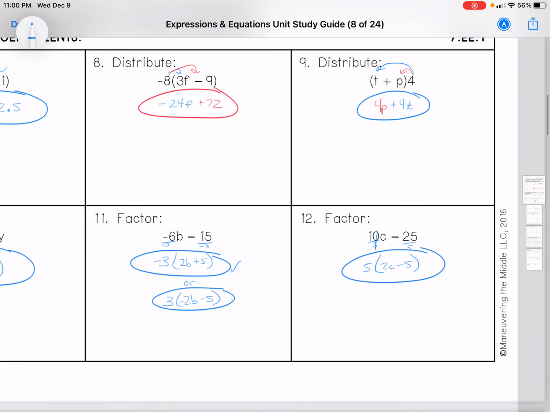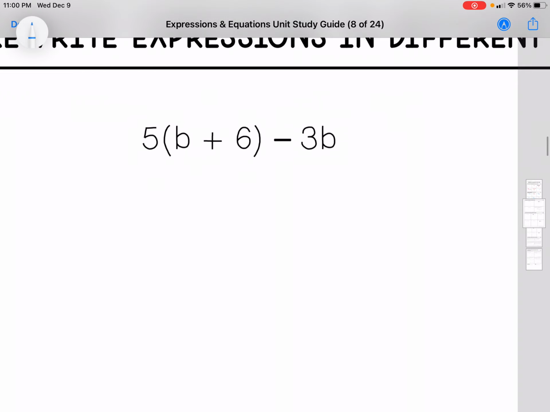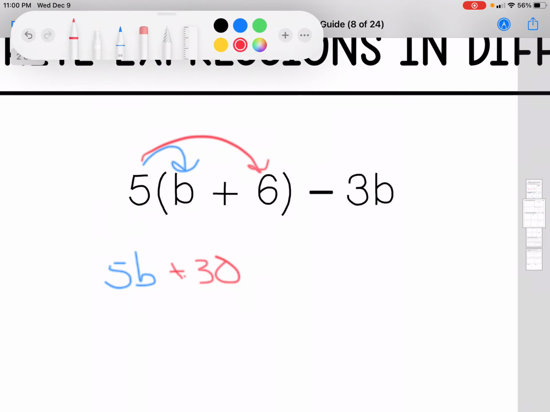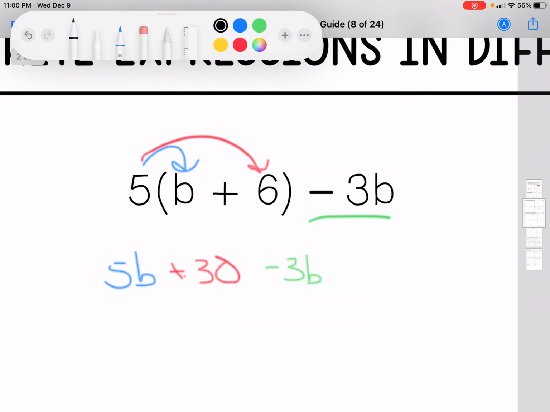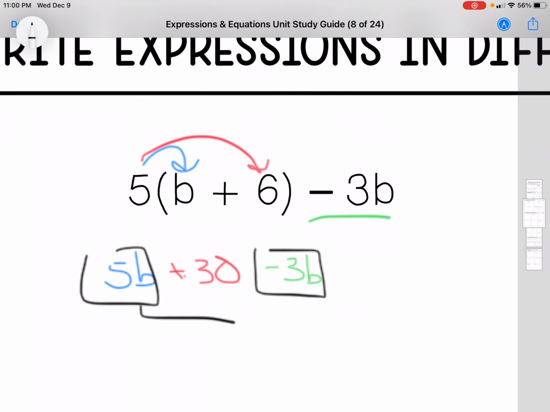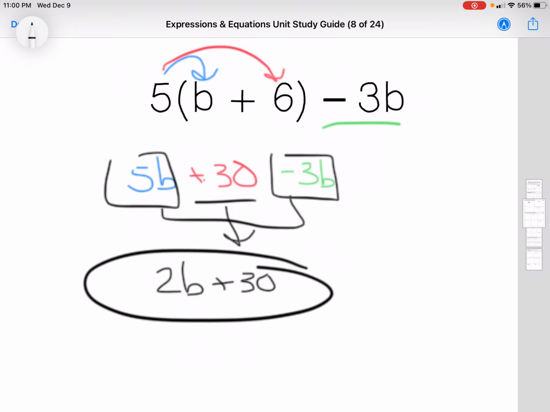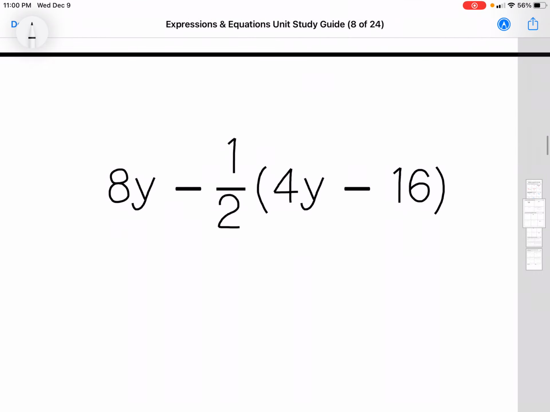All right, number 13. Told you I was going to roll through this. All right, it says to factor and then combine like terms. This is 5b plus 30. I didn't touch that right there, so I'm just going to bring it down. Combine like terms. Okay, that's 2b. I did not touch the plus 30, so to bring it down, there's your answer. Okay. Same thing right here.